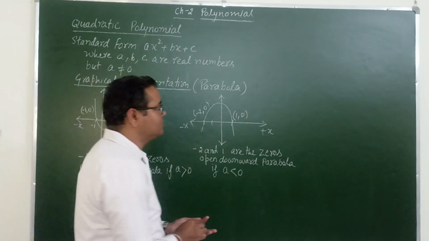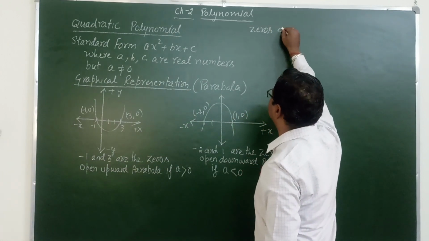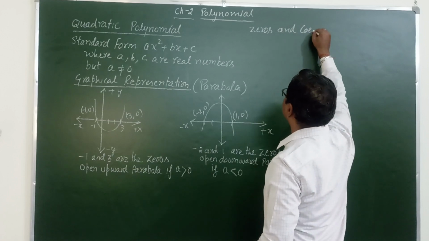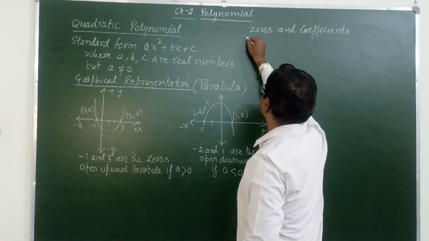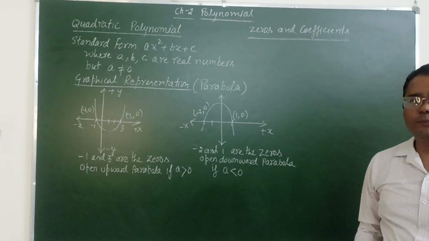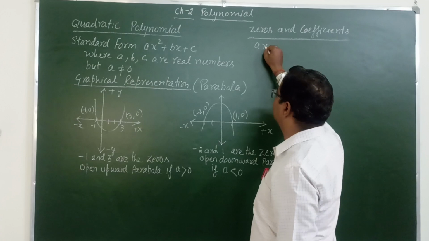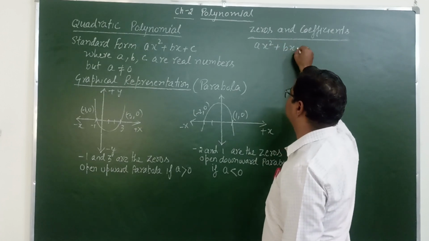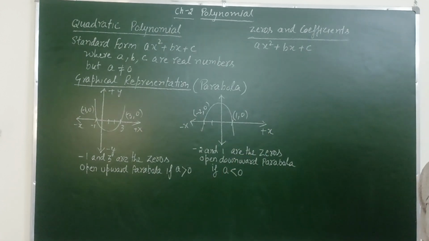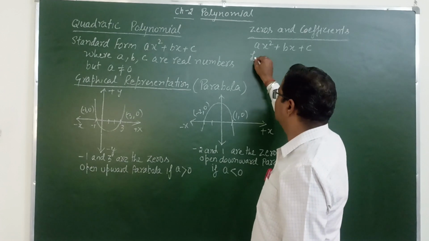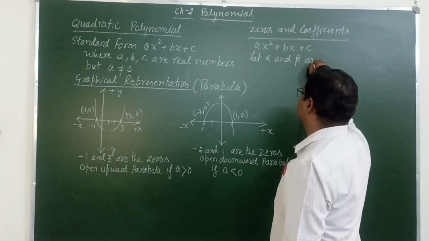What is the relationship between zeros and the coefficients? Let us assume that we have a standard form ax square plus bx plus c. It has two zeros because it is a quadratic polynomial. Let alpha and beta be the two zeros.